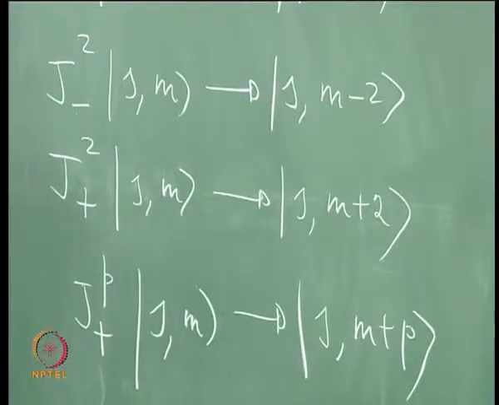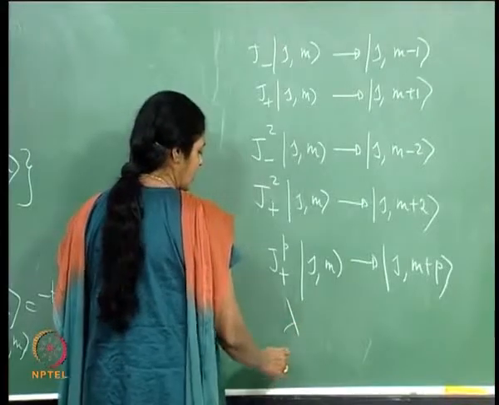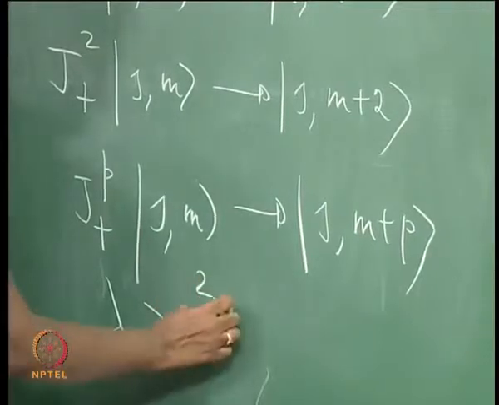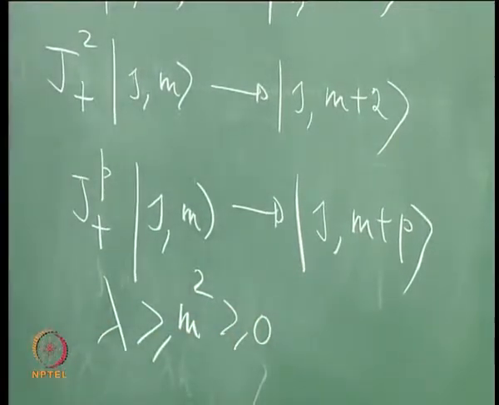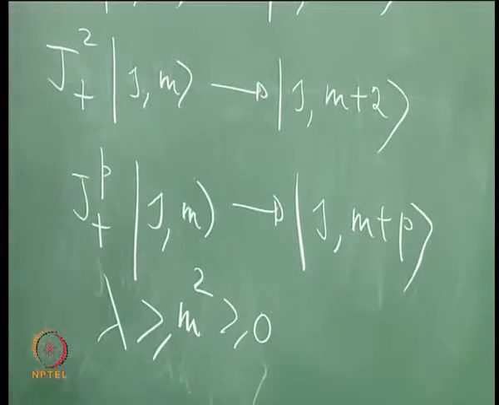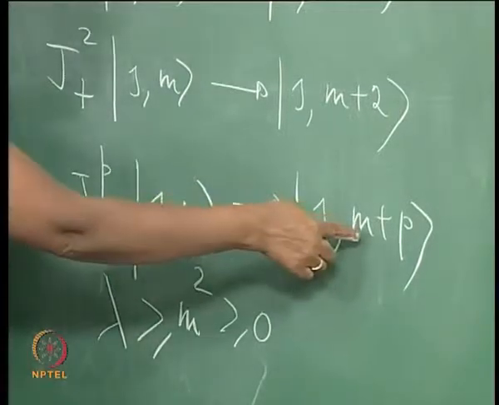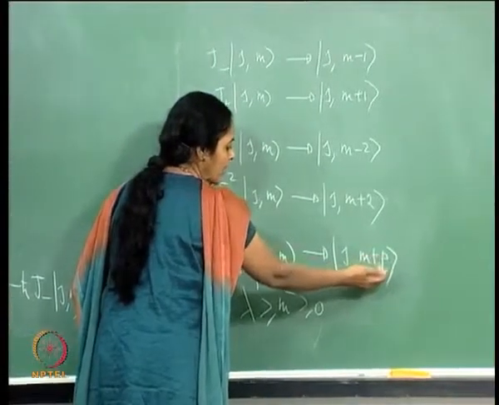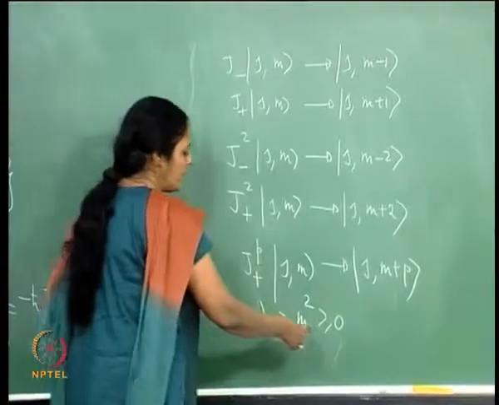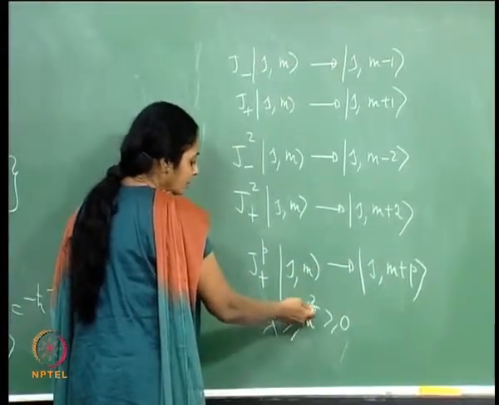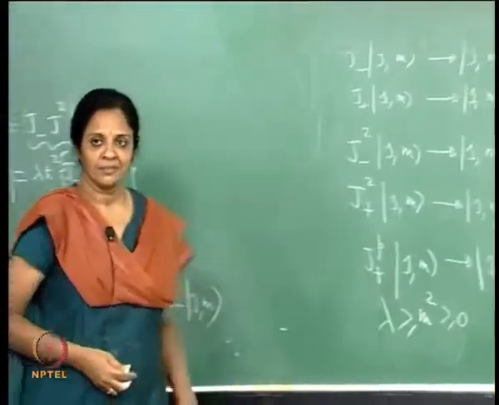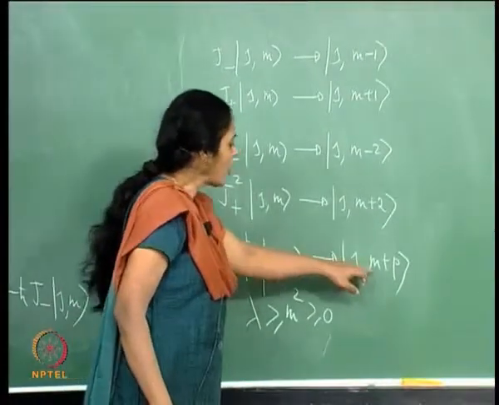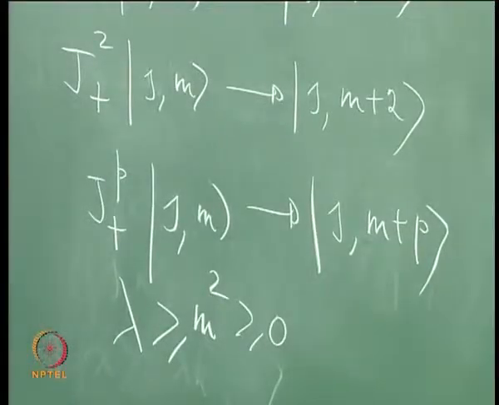But I have a constraint. I have the constraint that lambda, corresponding to the eigenvalue of j squared, is greater than or equal to m squared, and that of course is greater than or equal to 0. We began there. So you see, this cannot be increasing indefinitely, because there should come a stage where if I denote m plus p by m prime, there should come a stage corresponding to some p where m prime squared cannot be greater than lambda. So there must be an upper value beyond which j plus cannot increase the third component value by 1.